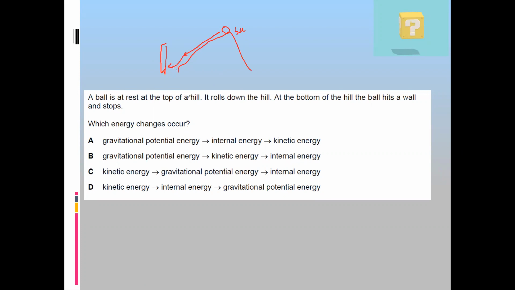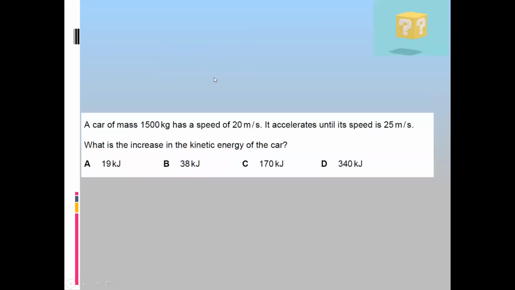Which energy change occurs? Internal energy means heat energy. What is the energy change? A, B, C, or D? And I want everyone to participate. You can use either screen annotation or the chat to state the answer. Yeah, what about others? Heather, Basra, Shahzeb. So it will have potential energy first, then it changes to kinetic, and when it hits, it will turn into internal energy. That's good.